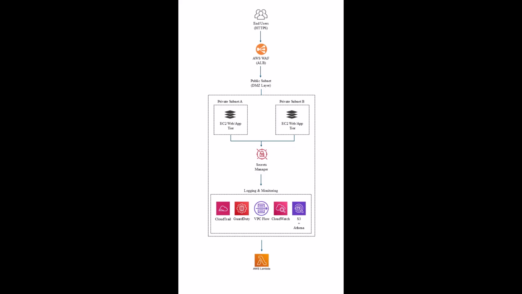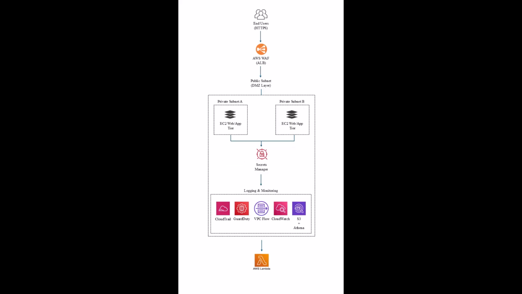Database credentials are never hard-coded or stored in the instances. Instead, they are securely stored in AWS Secrets Manager. The EC2 instances retrieve these credentials dynamically at runtime using an attached IAM instance role. This eliminates static secrets, supports rotation, and enforces least privilege access at the identity level.